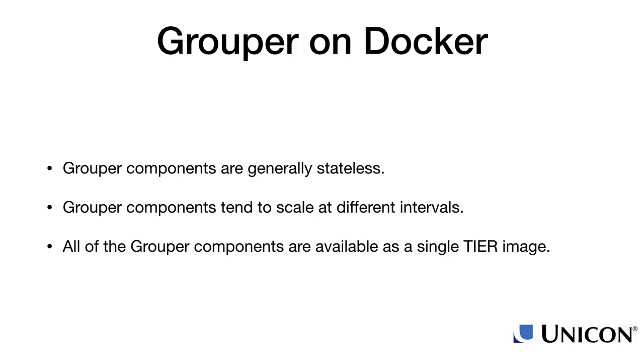Grouper tends to be a very good application to run on Docker. All of Grouper's components are generally stateless. Grouper components scale at different intervals, so the web components, both the UI and web services, generally have lower memory requirements than the grouper daemon. However, with a grouper daemon needing more CPU, more horsepower, and memory, we usually run one, whereas web services and UI, we may end up running several instances of those components.